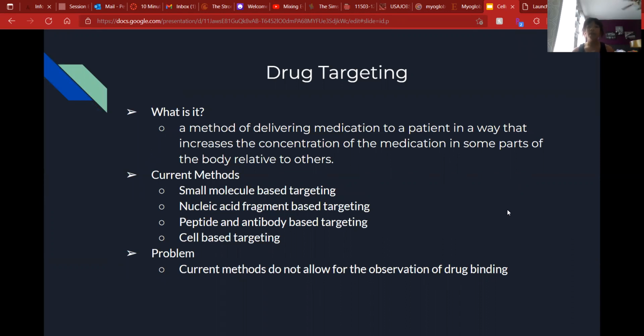The current methods they are using to do this are small molecule-based targeting, nucleic acid fragment-based targeting, peptide and antibody-based targeting, and cell-based targeting. I will be focusing on cell-based targeting in my further research. The problem with these methods is that they do not allow for the observation of drug binding. So it's impossible to know how much of the drug is actually binding and effective versus how much isn't binding and is getting degraded.